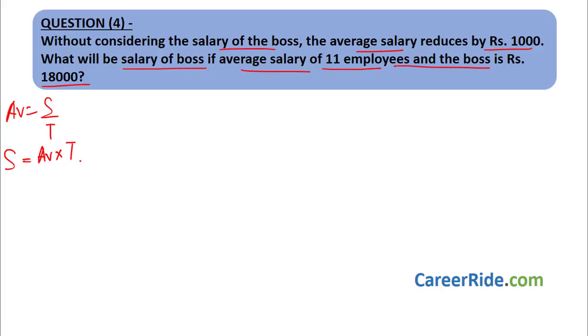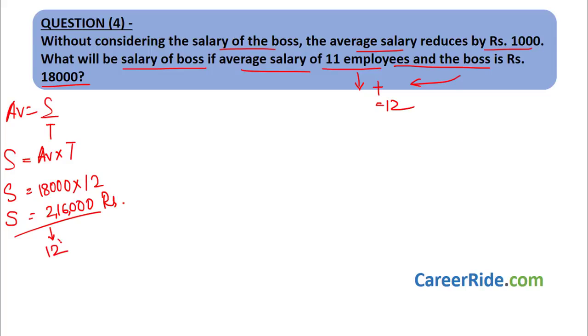Now we know how many people are there. What they have given in the second sentence is that the average salary of 11 employees and the boss is rupees 18,000. So 18,000 is the average. Now how many people are there? 11 employees plus their boss, so that would be 12 people. So average for 12 people is 18,000. So what is the total sum of salary for 12 people? 18,000 into 12. So what would that be? 1,80,000 is 10 times 18,000, plus 36,000, that is 2,16,000. Okay, 2,16,000 rupees is the total salary, and this is for 12 people, right?